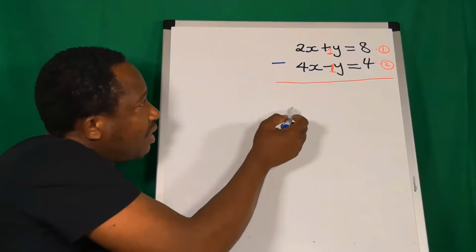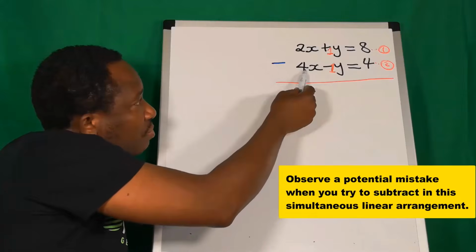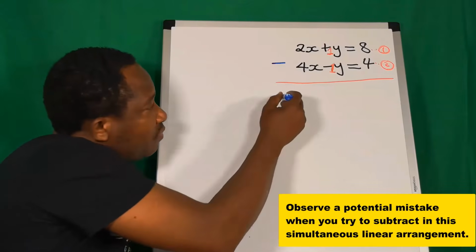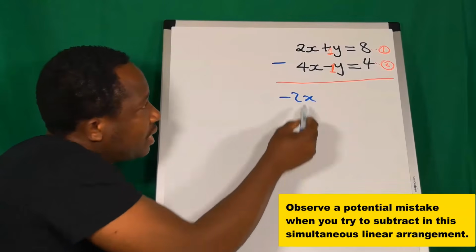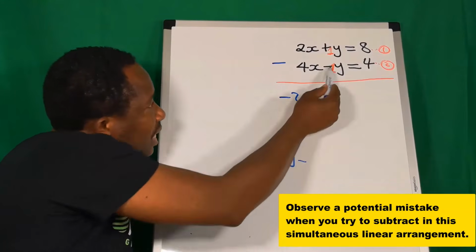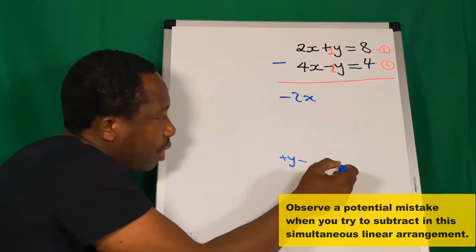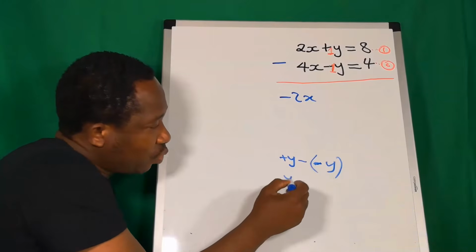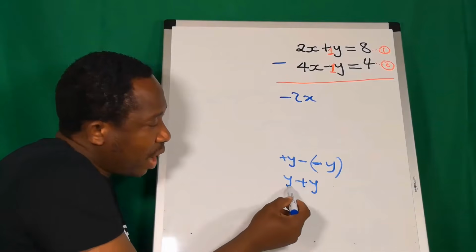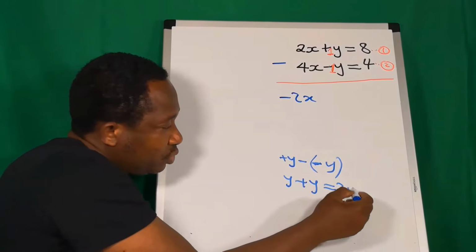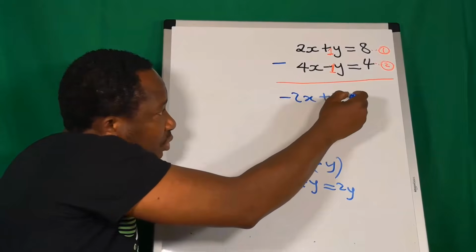We're going to have that 2 minus 4 will give you minus 2x, then y, which is plus y, minus, then there is a minus here, y. And you're going to have that minus times minus is plus y. y plus y will give you 2y. Here I'm going to have plus 2y.